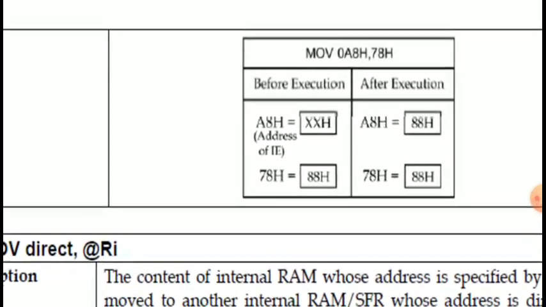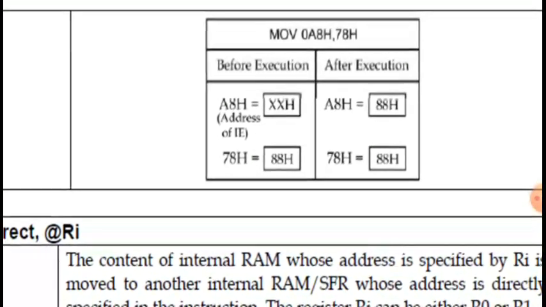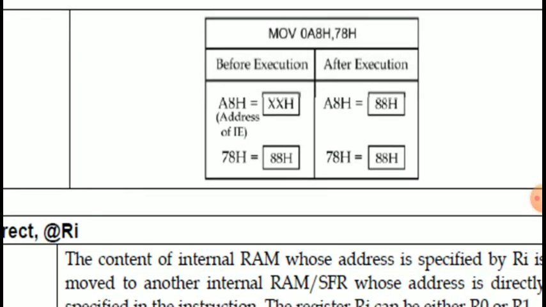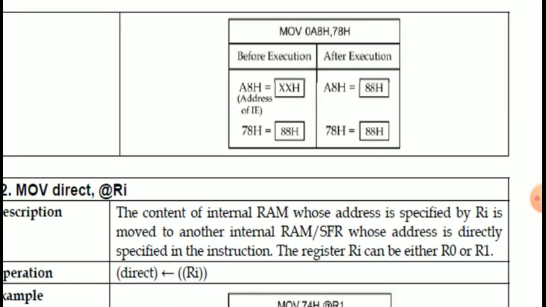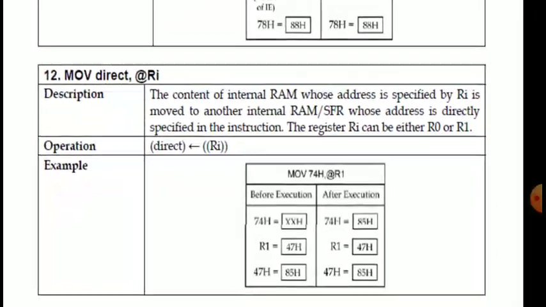That is, in the example mov A8h, 78h. Before execution, we have in the A8, that is the destination, some random data XXH, the address of IE, and the 78h has, let us say, 88. The contents are 88, and after execution the A8h became 88 and the 78 remains 88. 78 already it is 88. That means the contents of the source will not get changed, only the destination will be changed.